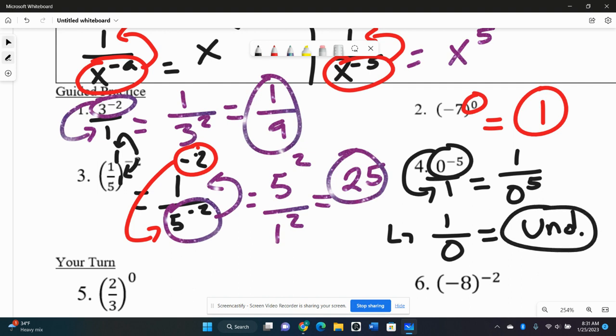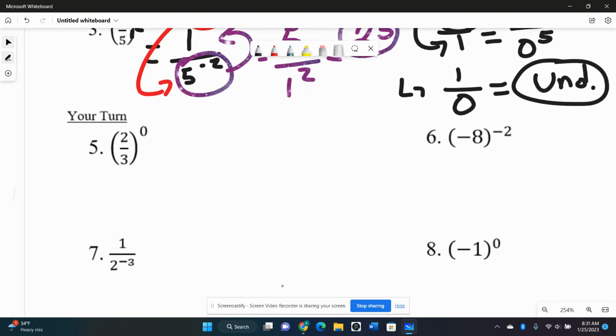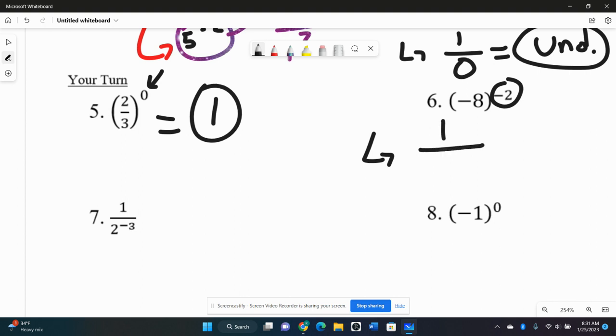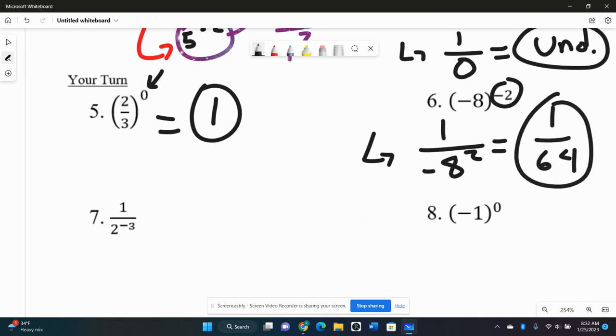So those are examples we would have gone through in class together. The next 4 you would have done on your own. But since you're not here, I'll run through them real fast. I see an exponent of 0, so this equals 1. Over here, I see a negative exponent, so I'll flip it to the bottom. The whole negative 8 to the power of 2, and negative 8 times negative 8 gives me 64. Positive, negative times negative is positive.